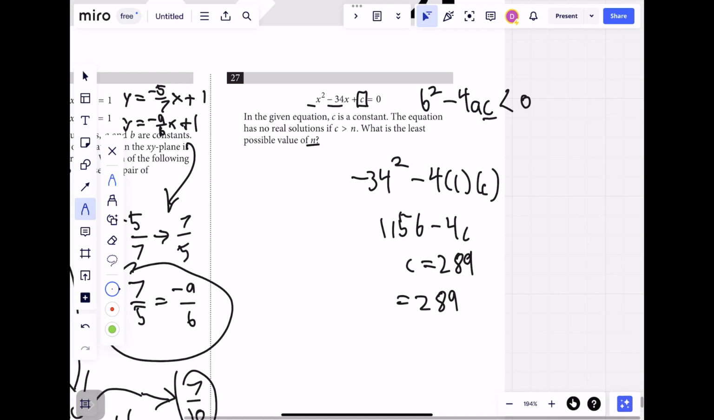Okay, so now it's a little bit hard to understand, but let's say we have 290, for example. If 290 was c, then this would be greater than 0. So the equation would have one or two solutions. So it's asking, the equation has no real solutions when c is greater than n. So what's the least possible value for n? And it's 289.